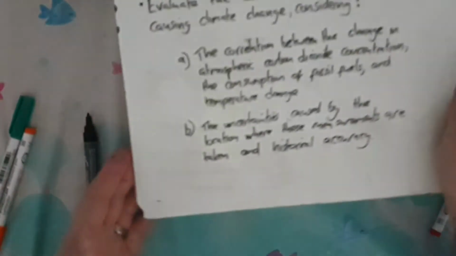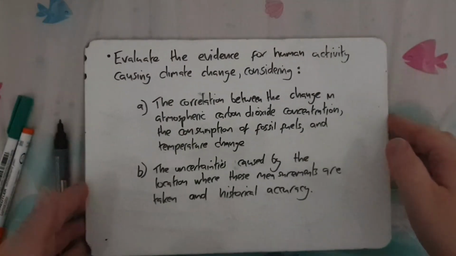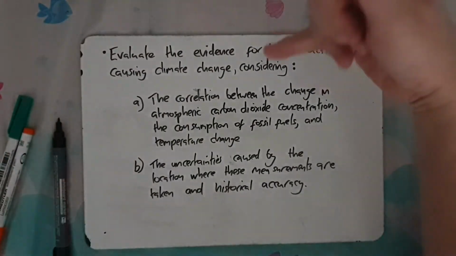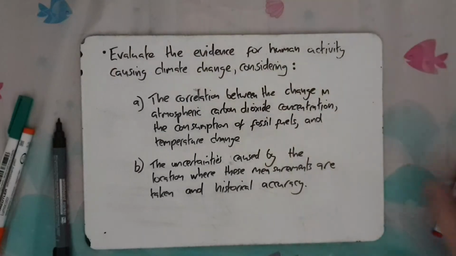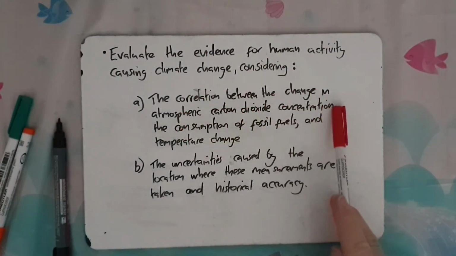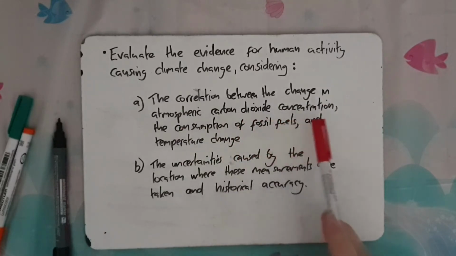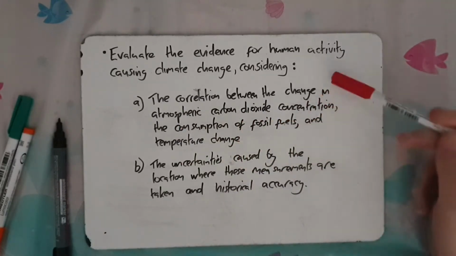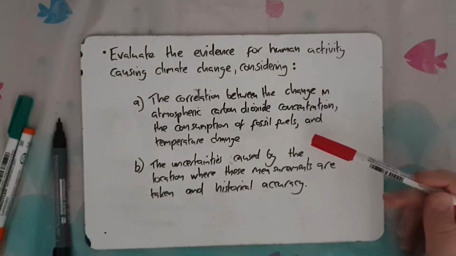So if we go back to our exam specification, I just got to stand up and make sure this is in shot, right? So evaluate the evidence for human activity causing climate change, considering the correlation between the change in the amount of carbon dioxide, the amount of fossil fuels we're consuming, and the temperature change. So those are the three graphs we've just looked at.